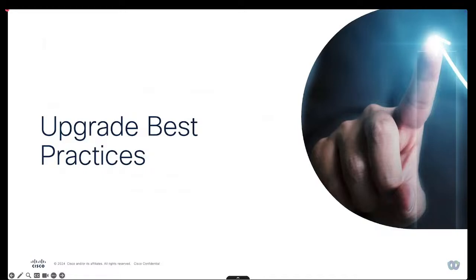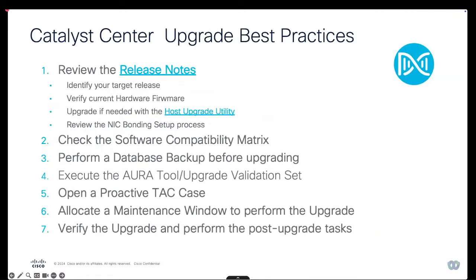As upgrade best practices, let's start on what you need. First, you need to plan and prepare. You will define your target release by reviewing also the release notes. You will review the hardware compatibility on our compatibility matrix. You can review that as well. If there is any upgrade needed for the host upgrade utility, you can use it, and review the NIC bonding if you are using high availability to connect your Catalyst Center.